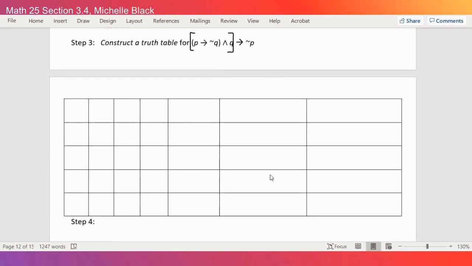Okay, let's construct our truth table. When I look at all the different parts, I know for sure I need a P and I need a Q. I also have a not P and I have a not Q.